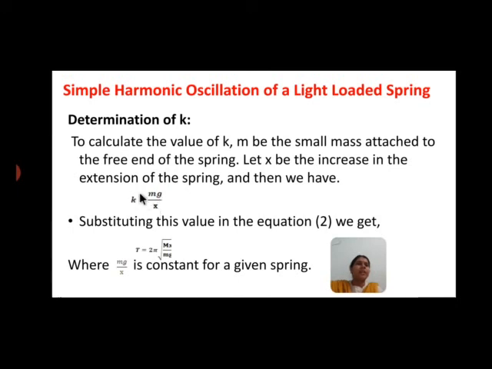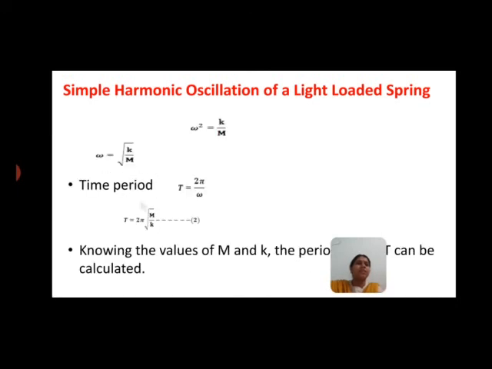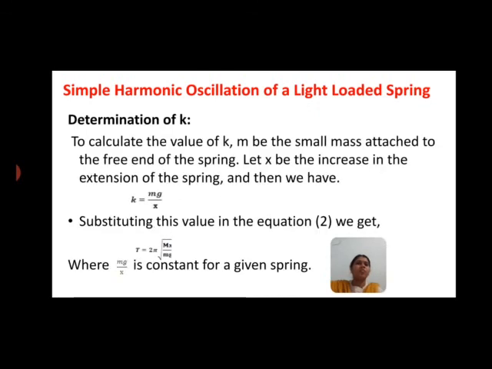Now substitute the value of k in equation number 2. We get T is equal to 2 pi square root of M into x divided by small m into g, where mg divided by x is a constant for the spring. This is how we found the differential equation in the case of the spiral spring. Next class we continue with another topic.